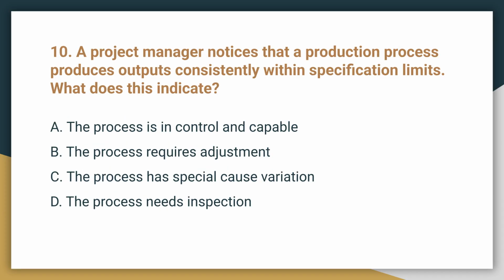Question 10. A project manager notices that a production process produces outputs consistently within specification limits. What does this indicate? The correct answer is A. The process is in control and capable. Consistent output within limits means the process is both stable and meets specifications.